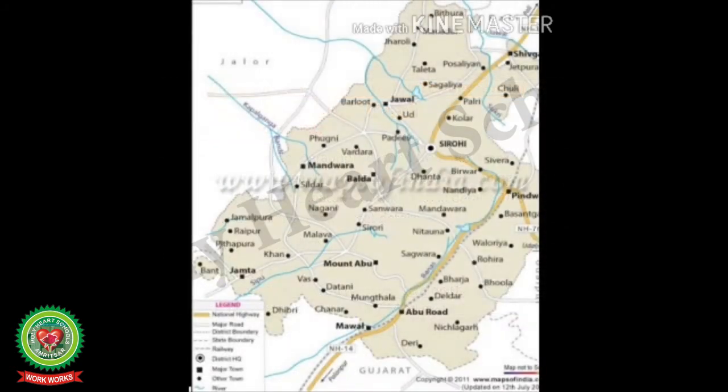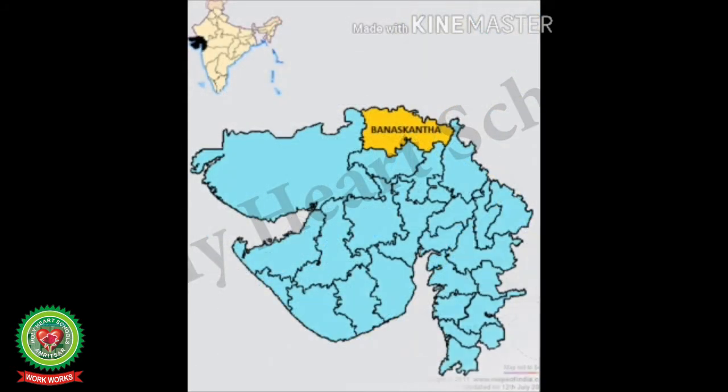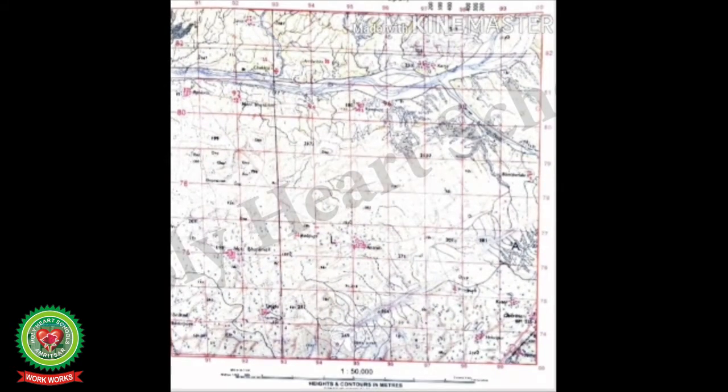Mostly this sheet covers Banskantha district of Gujarat and the northeast part of this sheet pertains to Sirohi district of Rajasthan. This map is bounded by 24 degree 15 minute to 24 degree 30 minute north latitude and 72 degree 15 minute to 72 degree 30 minute east longitude. The total coverage of the area is 15 minute by 15 minute, which comes to about 700 square kilometers.